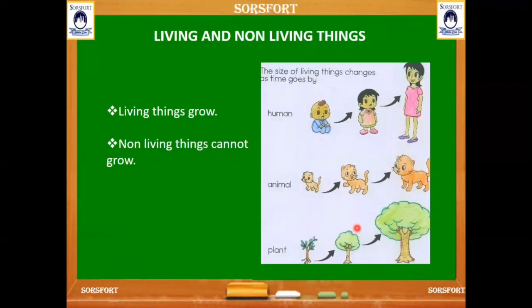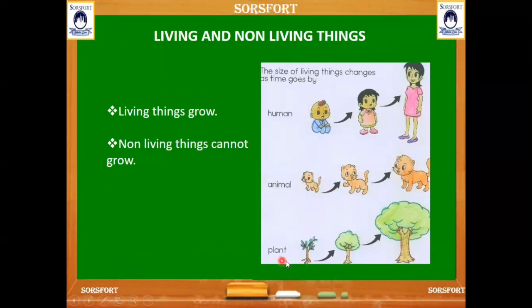And living things grow. Human beings have growth like this, from a small baby to a child and to an adult human being. Even animals grow from small. Here is an example of a kitten. The kitten grows into a small cat and becomes a big cat.